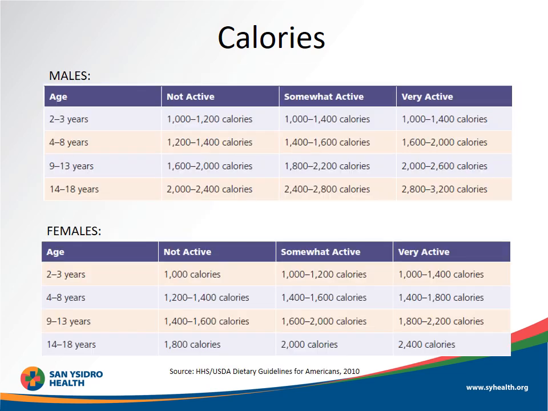Let's look at just how many calories a person may need. These tables help guide us to understand how many calories are recommended based on a few different factors such as age, biological sex, and activity level. When we move our bodies and are engaging in physical activity, we may burn calories. This means that the more activity we do, the more calories that we need.